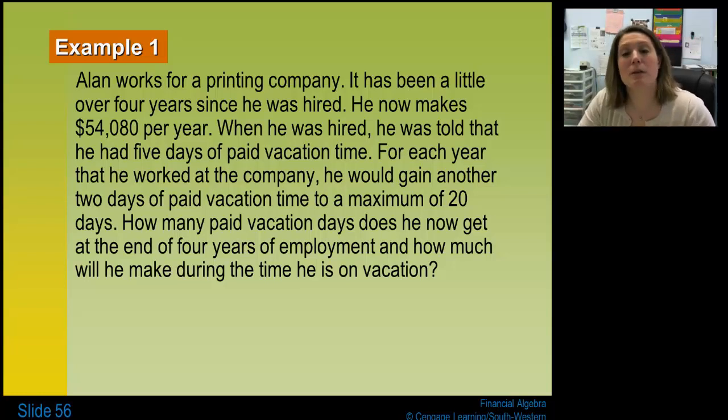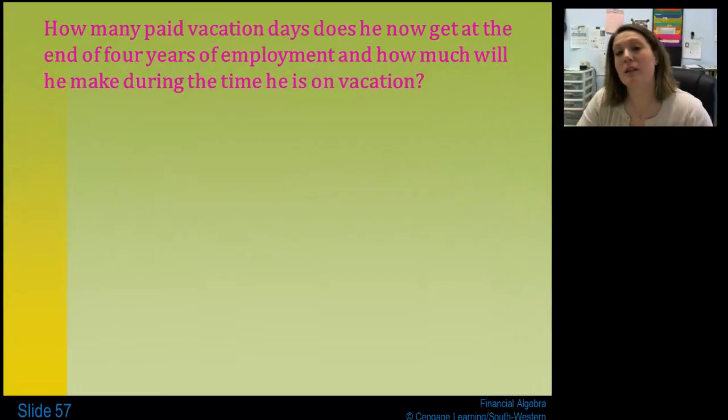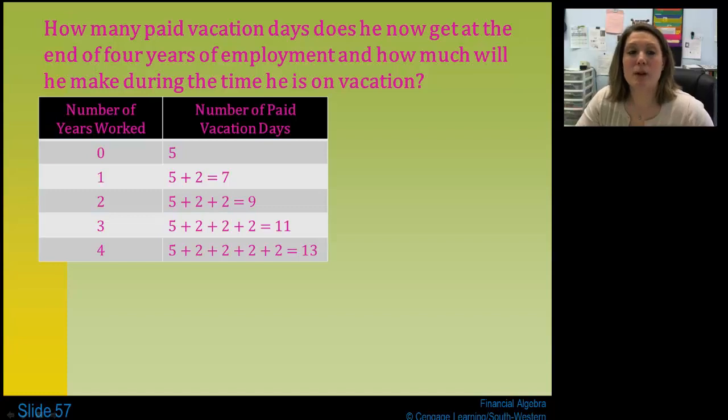So the best way to do this is go ahead and set up a chart. So we're going to take a look over here. We need to figure out how many days he gets at the end of 4 years, and how much he will make during the time he is on vacation. So if we look at this chart here, the number of years worked.